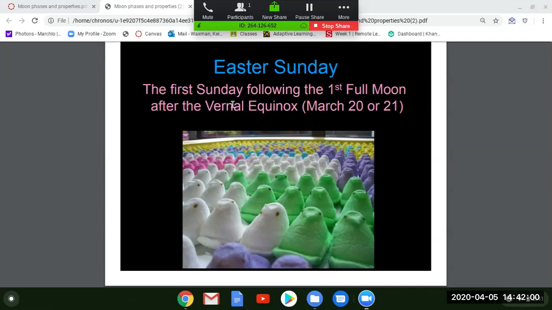But look, so the first Sunday following the first full moon after the vernal equinox. So what you have to do to figure out when Easter Sunday is going to be, you have to figure out when the vernal equinox is. It's going to be like March 20th through 21st. And then you have to figure out when the next full moon after that date is going to be. And then you have to go to the Sunday after that to figure out Easter Sunday.